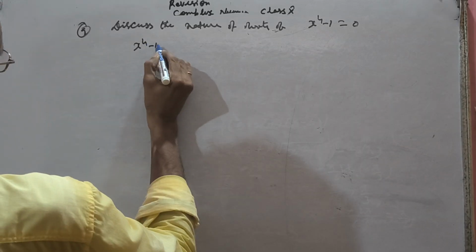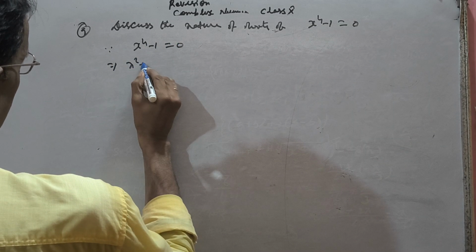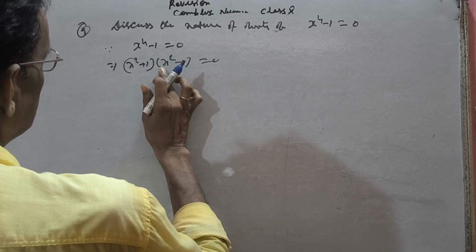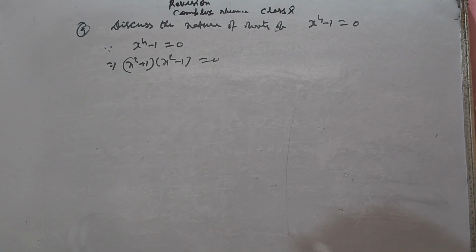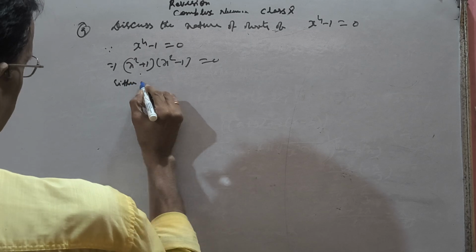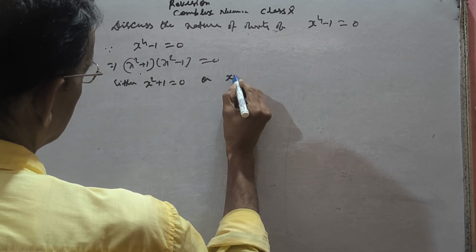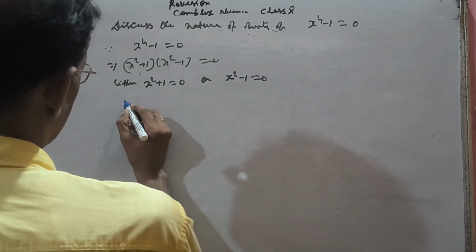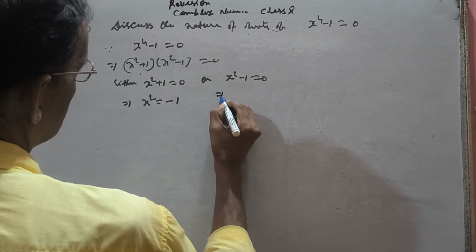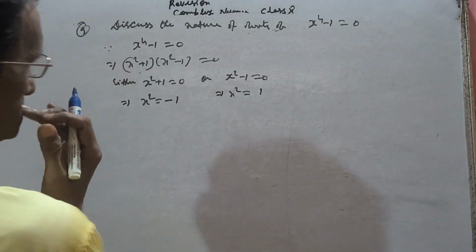So x^4 - 1 = 0 implies (x^2 + 1)(x^2 - 1) = 0, using a^2 - b^2 = (a + b)(a - b). So either x^2 + 1 = 0, or x^2 - 1 = 0. From here we will get x^2 = -1, and here we will get x^2 = 1.